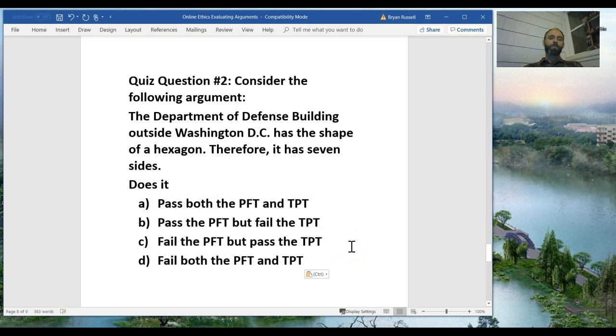Does it pass the proper form test? Does it pass the true premise test? Does it pass both? Does it pass one and not the other? Or does it fail both? So again, if you don't have the relevant background knowledge, if you don't know what shape the building is, if you don't know how many sides a hexagon has, these are things you can look up. And then you also have to ask yourself, if that premise is true, would it lead to the conclusion?